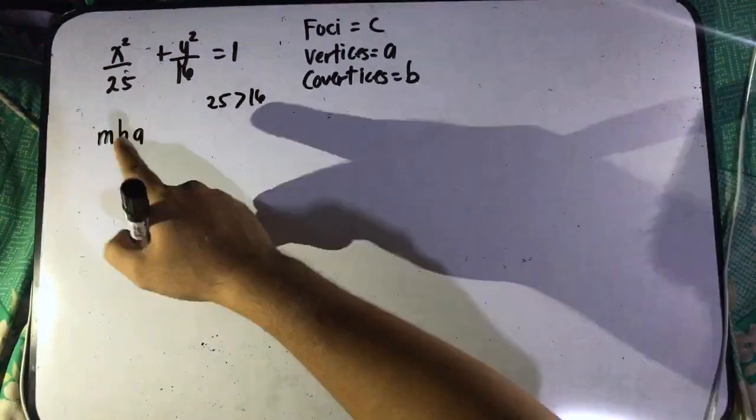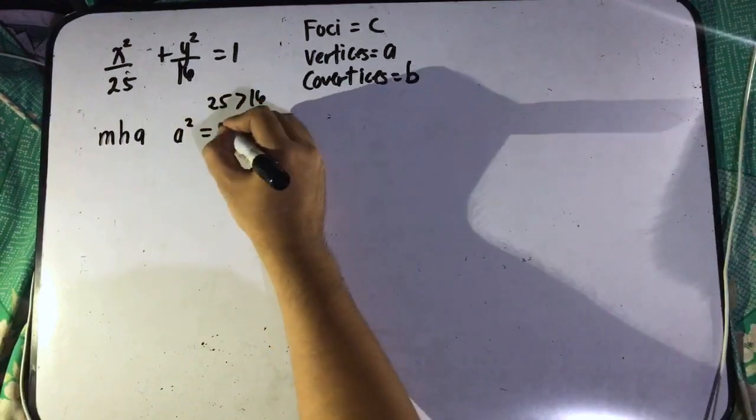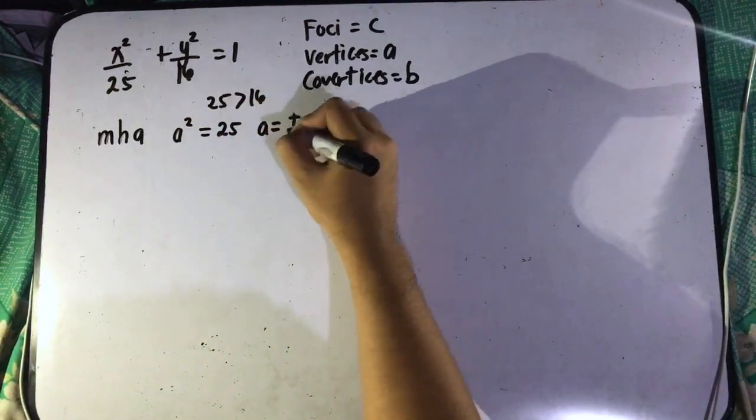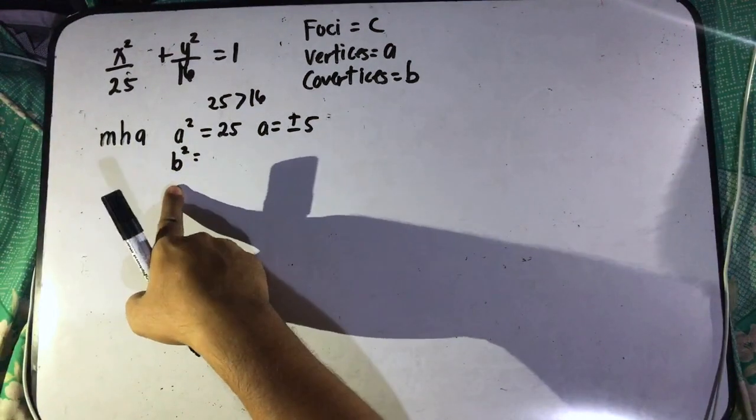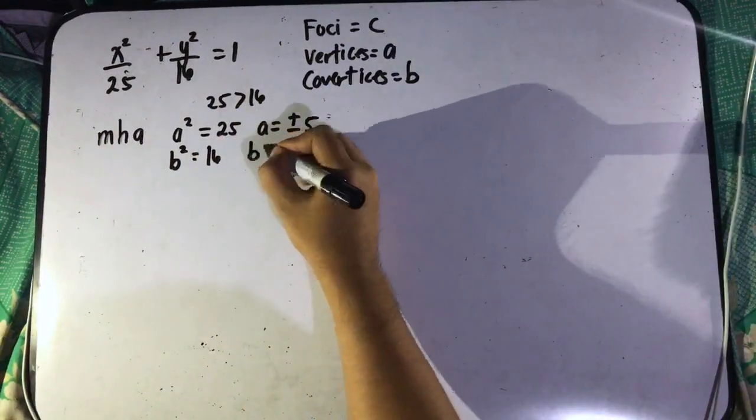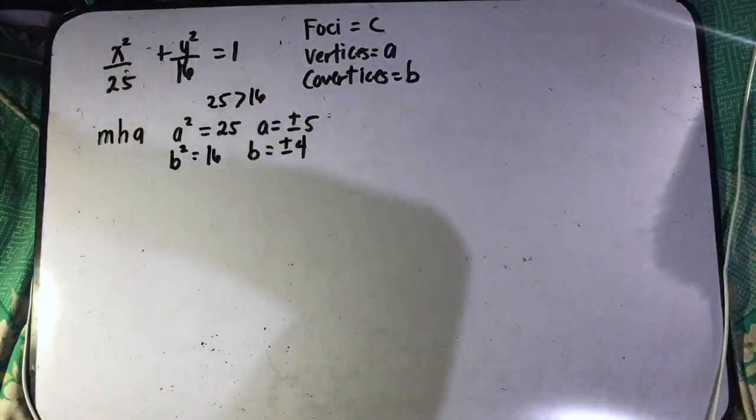So, therefore, if this is the case, we now have a squared as 25, and a now is plus minus 5. Okay, and b squared, that is the minor. So, kung ano yung mas maliit, that is 16. Therefore, b is equal to plus minus 4.